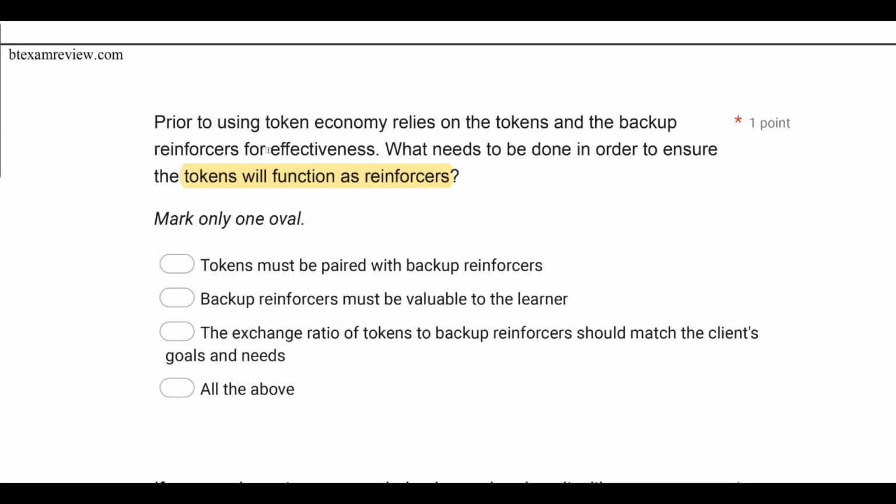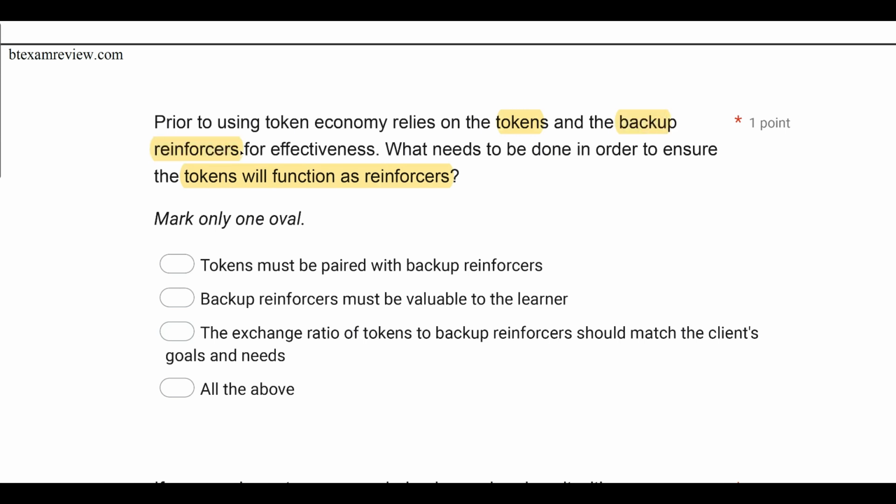So all the other stuff doesn't really matter, because as long as you know what we need to do to make tokens effective, you're going to be fine, right? And a token economy relies on tokens. So the tokens are what we are using as our generalized reinforcers, and we're rewarding our learners with tokens. And then they exchange the tokens for what we call backup reinforcers.